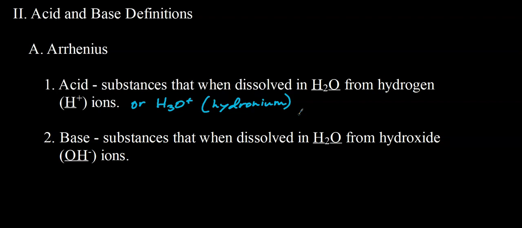So any substance that produces hydroxide ions in solution is a base according to the Arrhenius definition. So let's take a look at some examples. I'm going to write what are called ionization equations, at least for the acid, and a dissociation equation for a base. So let's start with hydrochloric acid.